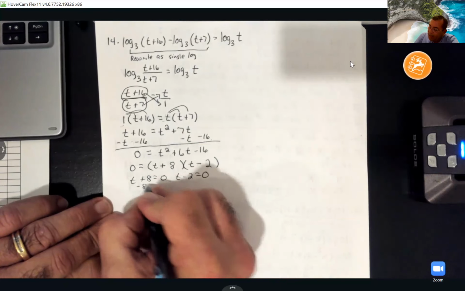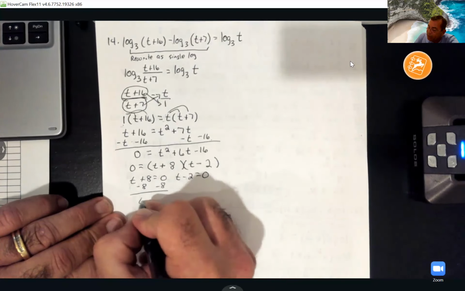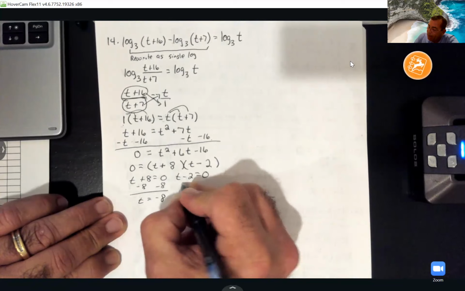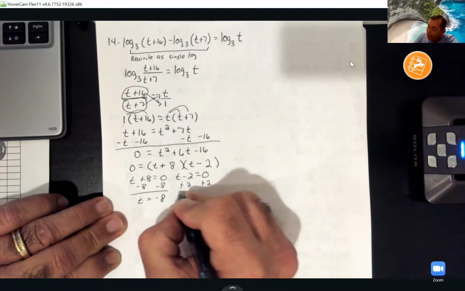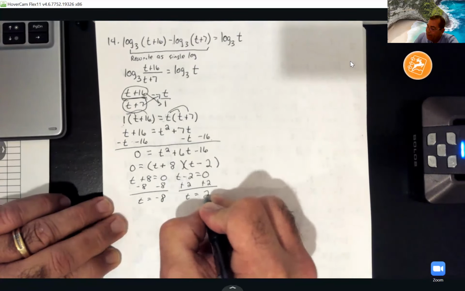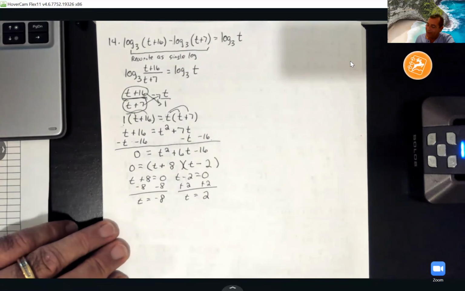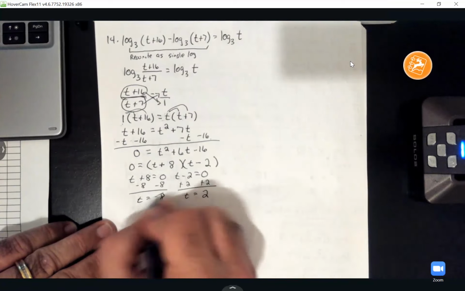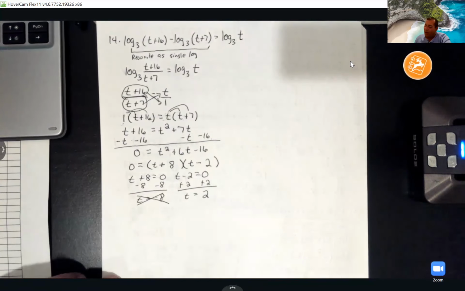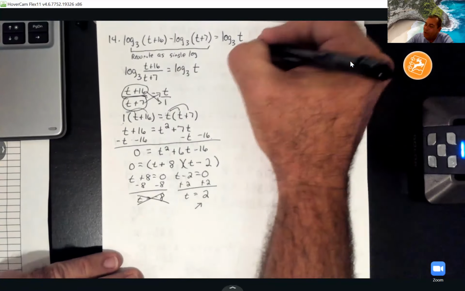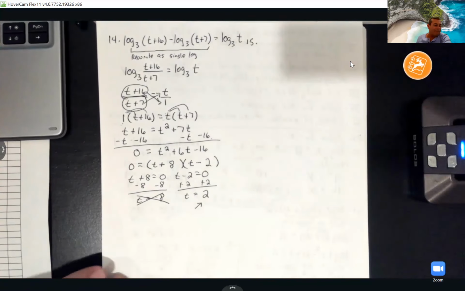And y'all look at that. I'm going to get a minus 8 on the first one, and a plus 2 on the second one. So your final answer? 2. There you go. Scratch out that negative 8, y'all. And the only answer is our 2 on that one, okay?